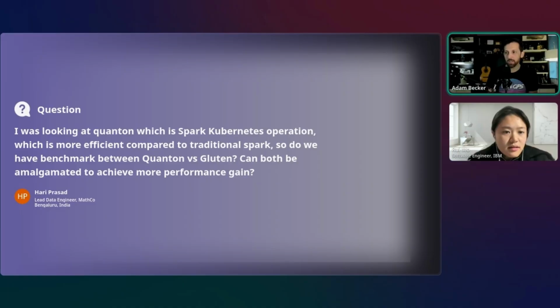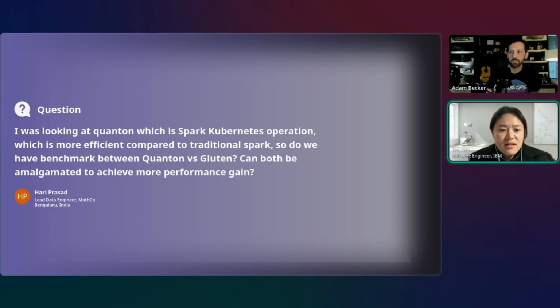I was looking at Quantum, which is a Spark Kubernetes operation, which is more efficient compared to traditional Spark. So do we have a benchmark between Quantum and Gluten? And can both be amalgamated to achieve even more performance gains? We haven't had a benchmark between Quantum and Gluten, but I think it is possible that we can achieve more performance gain with the Spark Kubernetes operation. Yeah, we can take a look at that.